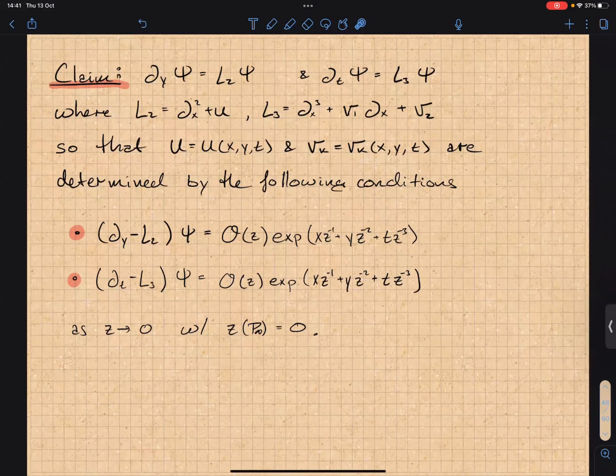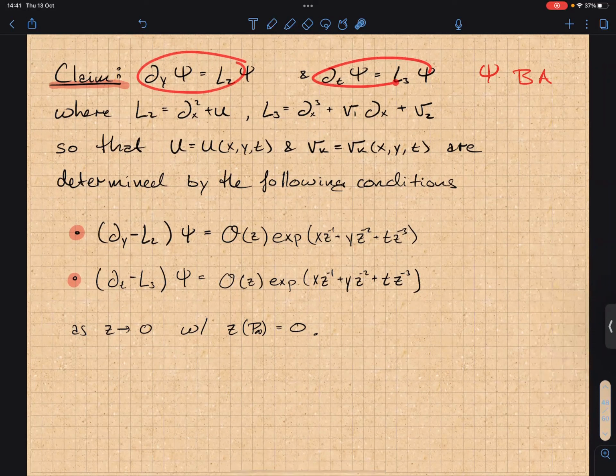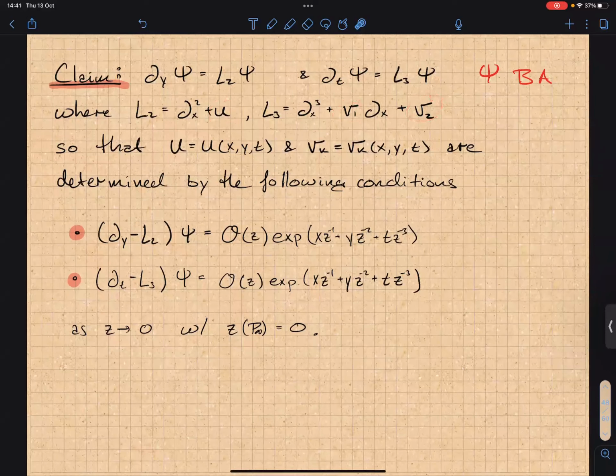So this is going to be the precise claim. Here psi is my Baker-Akhiezer function defined just now. And the claim is that it satisfies this system of differential equations where the linear operator is L2, as I gave it to you earlier. And here in L3, before I wrote this coefficient to be 3/2 u, but now I'm actually going to make it a free coefficient. They're not a priori related. U and B1 are going to be independent, and also B2.